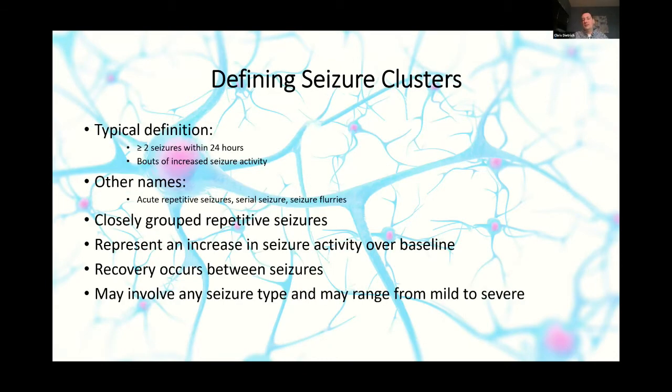So how do we define seizure clusters? Well, the typical definition is 2 or more seizures within 24 hours, which falls into the idea that you're having bouts of increased seizure activity. Other terms that you might hear that are the same as seizure clusters, you could have acute repetitive seizures or serial seizures, seizure flurries. These are all terms for the same condition. And so what you might recognize them as are these closely grouped repetitive seizures, but you typically have a recovery period between these groups of seizures, and it can be any seizure type, and the severity can range from being very mild to being severe. And you might have one that's mild, then the next one's severe, then the next one's mild, and so on and so forth. But just understand that it's increased seizure activity above what your baseline may be. So just keep that in mind.